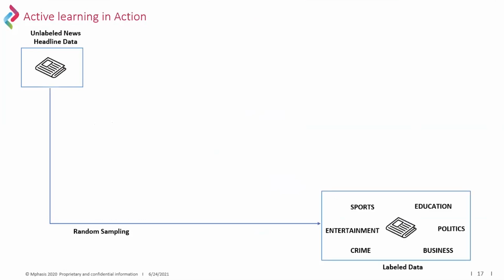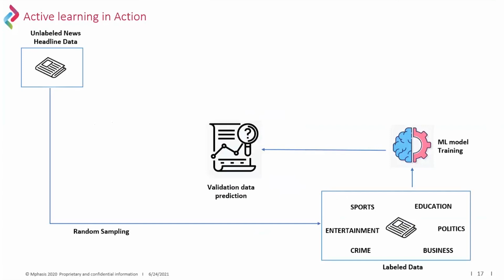For that use case, we have news headline data, and to do it using active learning, we randomly selected 500 data points and labeled them into classes like sports, entertainment, crime, business, politics, and education. Then we trained a machine learning model and made predictions on validation data. We got an accuracy of around 82%. Using this model and querying with active learning, we queried another 1,000 data points from the pool of unlabeled data.